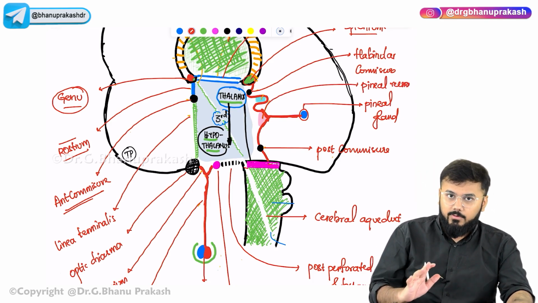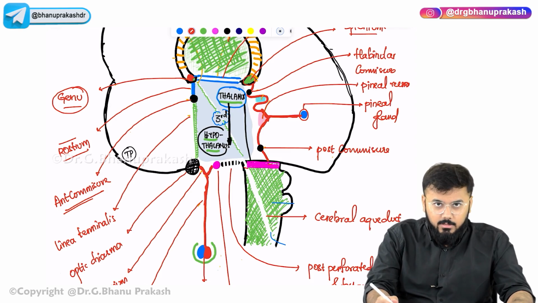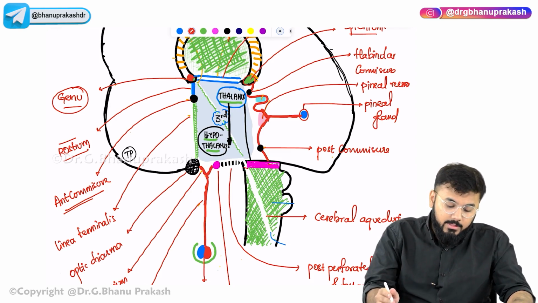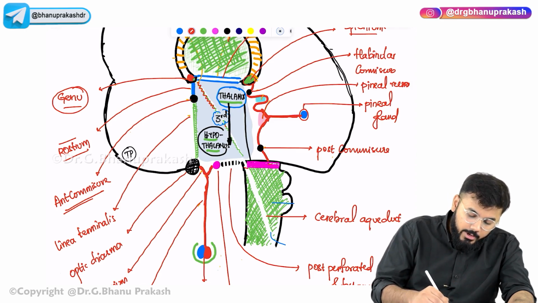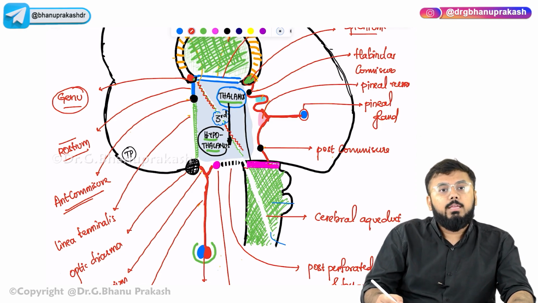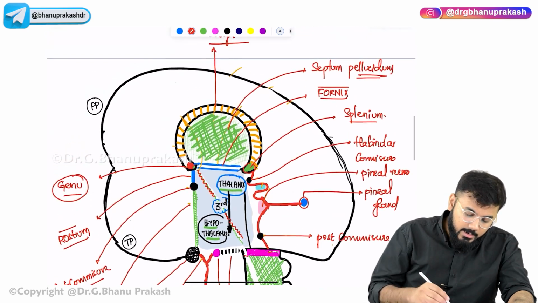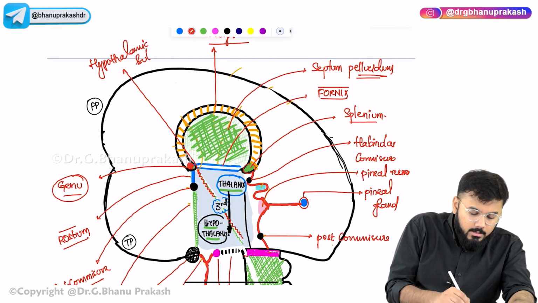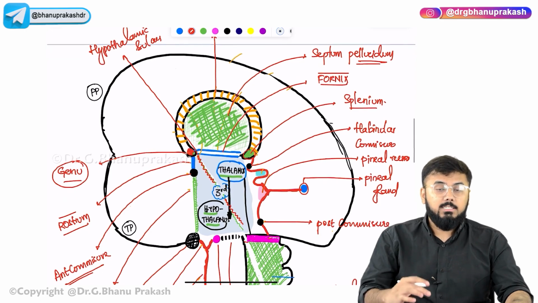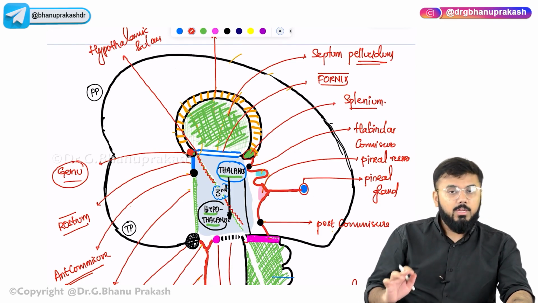Now, you have a cavity. This cavity is called the cavity of your third ventricle. This cavity of the third ventricle is divided into two parts with the help of this line which I am drawing over here. This line is called your hypothalamic sulcus. So the hypothalamic sulcus is dividing the third ventricle into thalamus and hypothalamus.